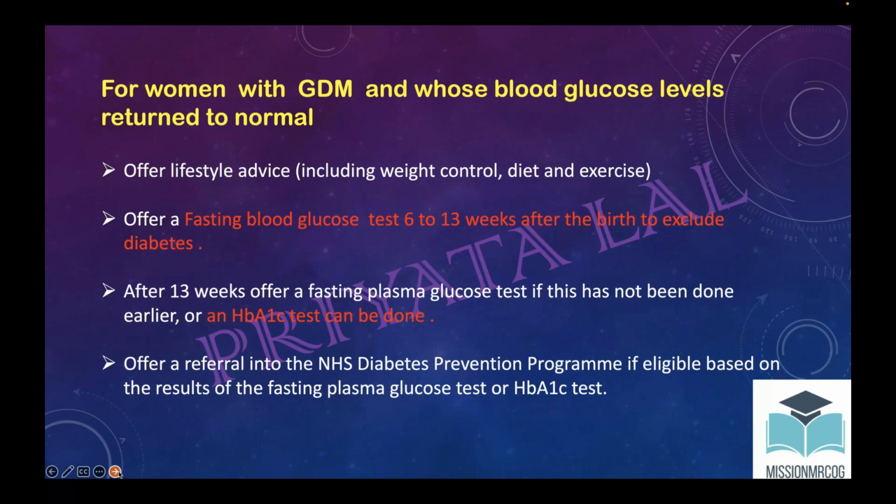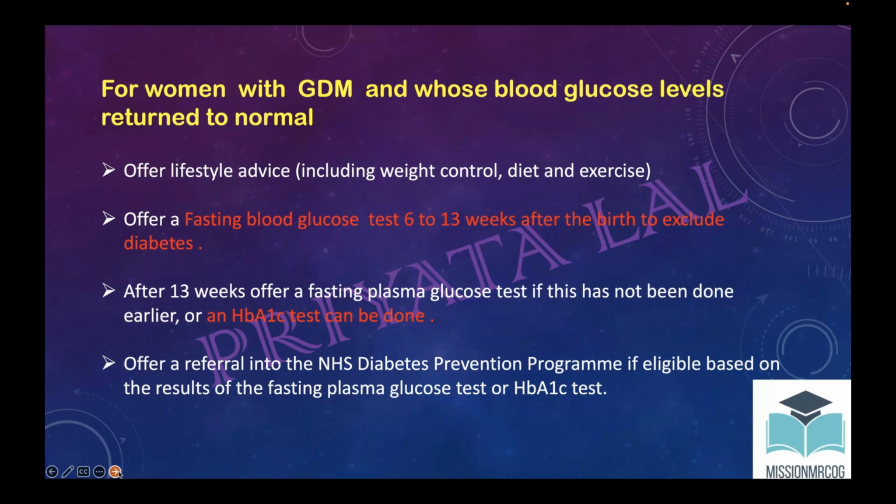Okay, so from here you will get a lot of questions. But if the patient has not come to you till 13 weeks, she is coming after 13 weeks, what will you do? After 13 weeks, if the patient is coming and the fasting blood glucose test has not been done, you can do glycosylated hemoglobin. So in summary, if the patient is coming to you at 6 to 13 weeks, please do FBS. If the patient is coming after 13 weeks of delivery, please do glycosylated hemoglobin.